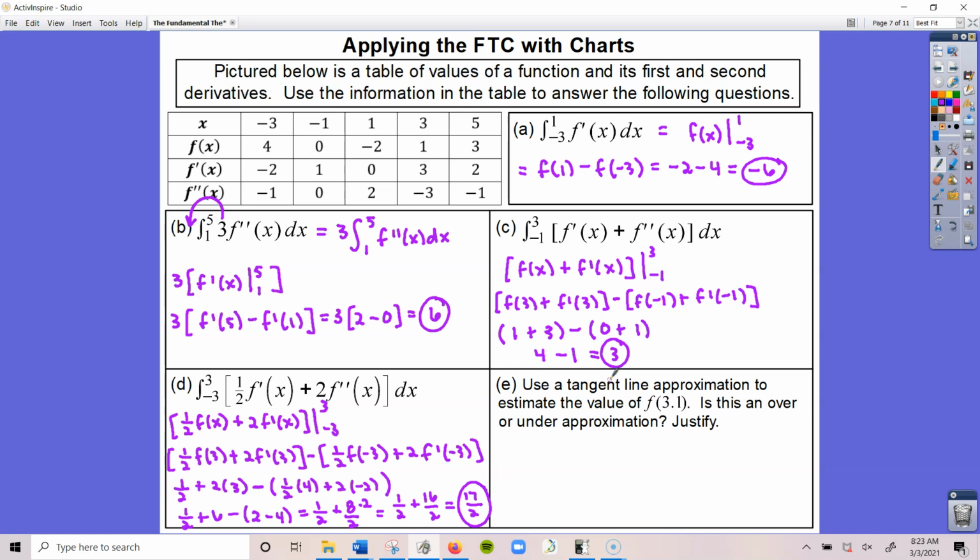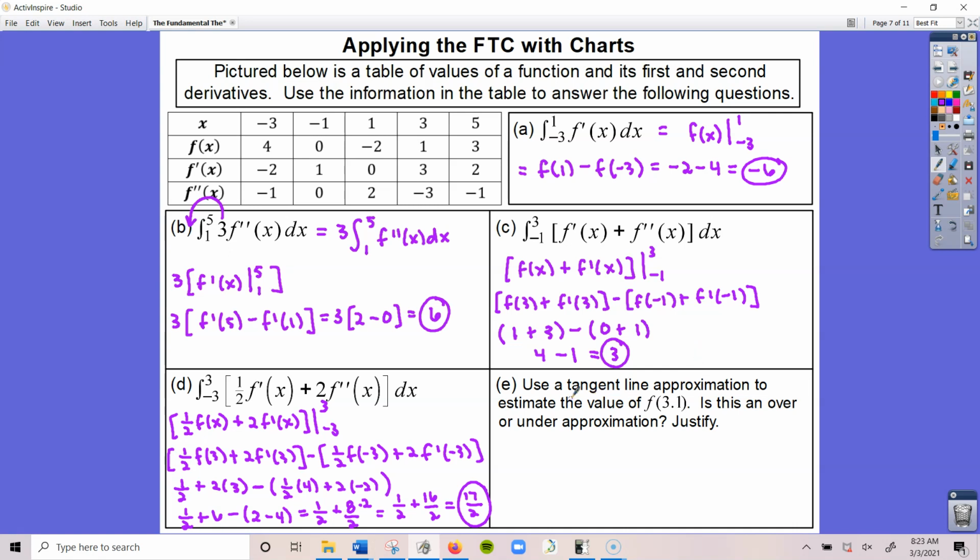Now for this last question here, it's not an integral question, but this is where some of us struggle, which is using those tangent line approximations. So we're going to review that really quickly. Let me just read this. It says, use a tangent line approximation to estimate the value of f of 3.1. Is this an over or under approximation, and justify?